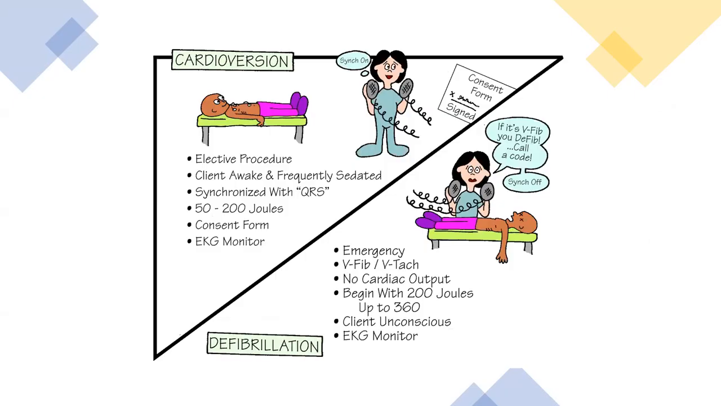And this little picture here, I think is helpful in grasping this idea that there is a difference between a cardioversion and defib. So a cardioversion is an elective procedure and it's synchronized. Usually it's 50 to 200 joules, consent form, and EKG monitoring. Defibrillation is the emergency. It's I'm doing CPR, I've got VFib or VTach, I'm trying everything I can.